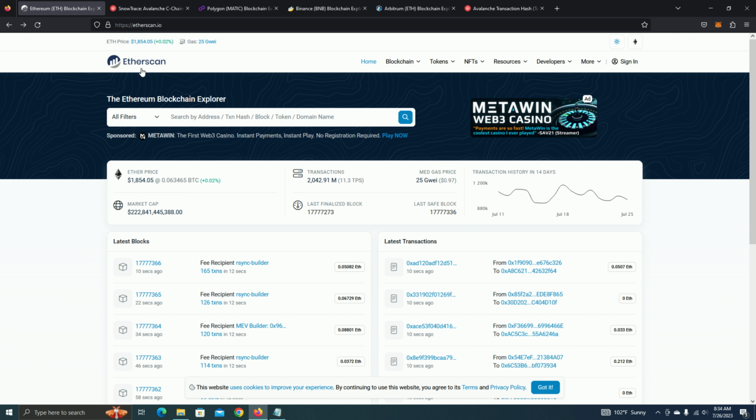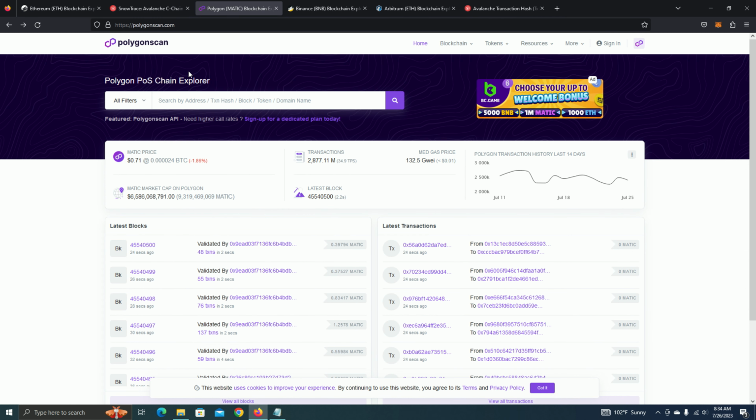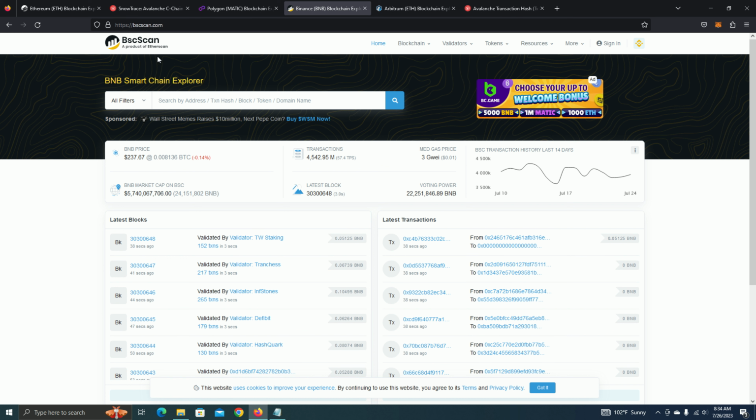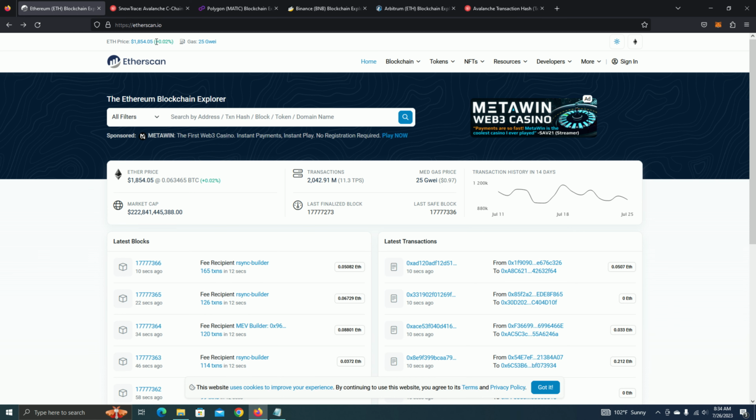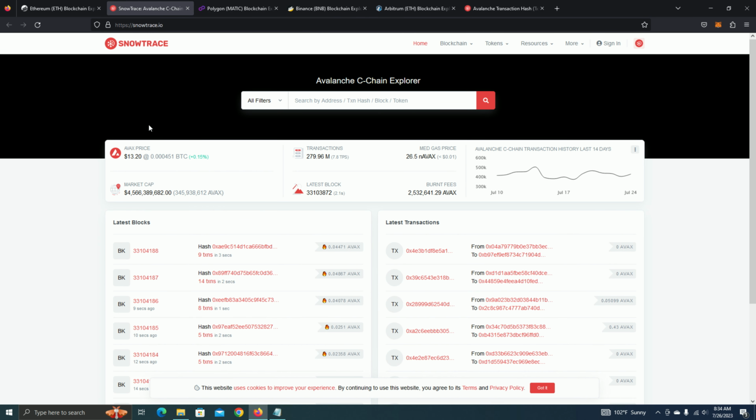So, for example, we have here Etherscan for Ethereum, Snowtrace for Avalanche, Polygon Scan for Polygon, BSC Scan for Binance, and so on and so forth. Now, you may notice here that the design of these websites is very similar, which is really useful, especially if you're moving on to a new network and you want to look at a blockchain explorer on that new network. Then you at least have an idea of how these blockchain explorers work, just because you've used past blockchain explorers and they all have similar designs.